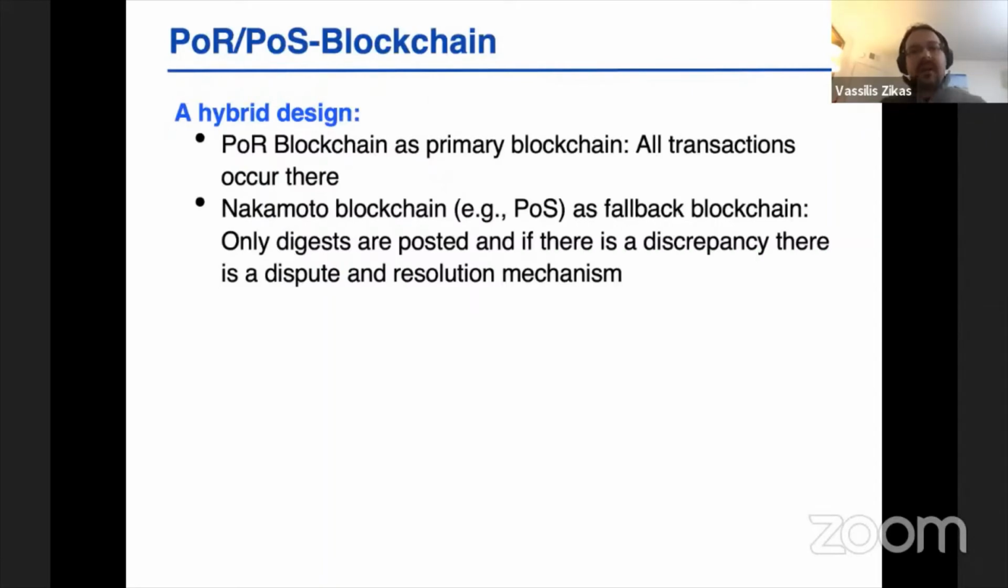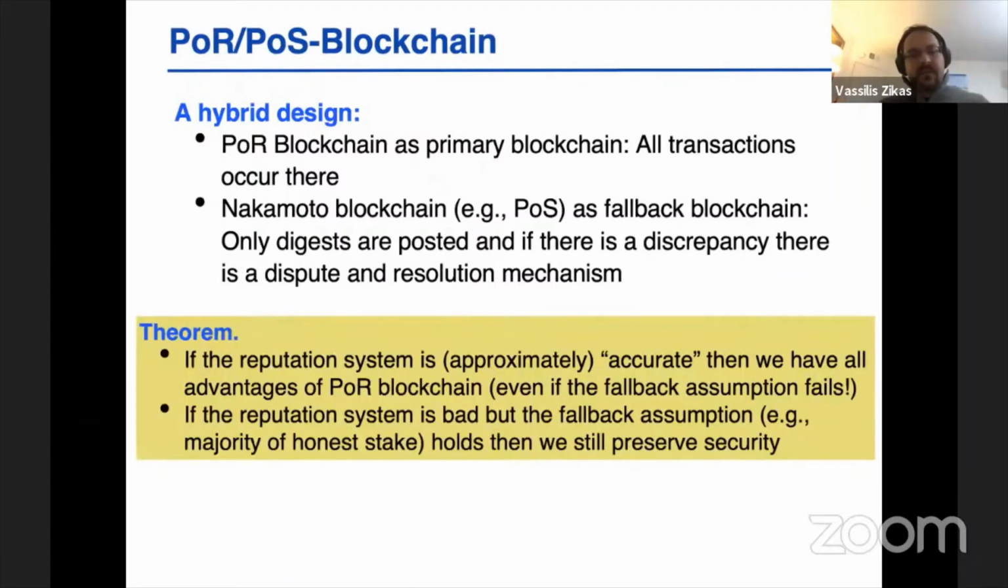But then, in parallel, independently and asynchronously to that blockchain, we are actually running a Nakamoto-style blockchain, like a proof of stake or proof of work blockchain as a fallback, where we just put digests and resolve complaints. And what we prove is that if the reputation system is accurate, then we get all the nice advantages that we can harvest from the reputation that I mentioned before. And it doesn't matter whether the secondary blockchain is good or bad. But if the reputation system is not accurate and the secondary blockchain is good, then we're going to observe potential forks or stalling, and we can also potentially resolve it. So with that, I conclude my talk.